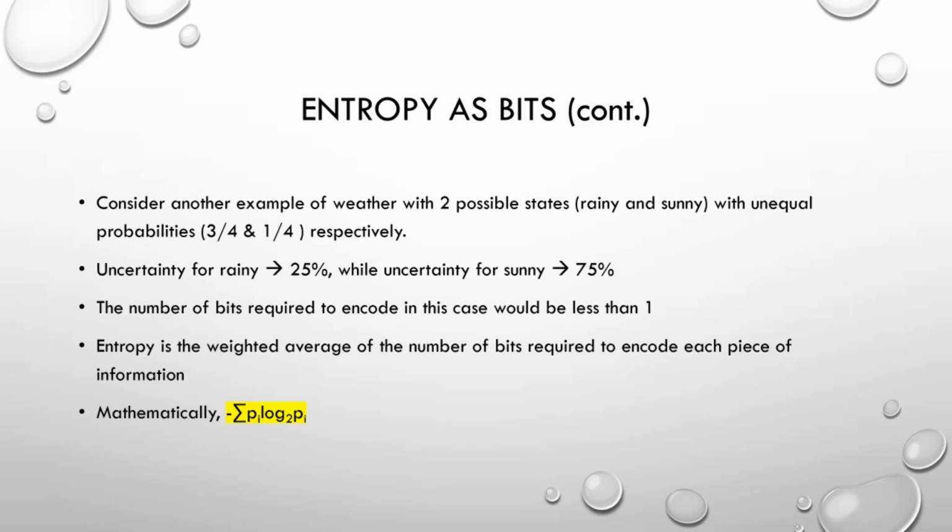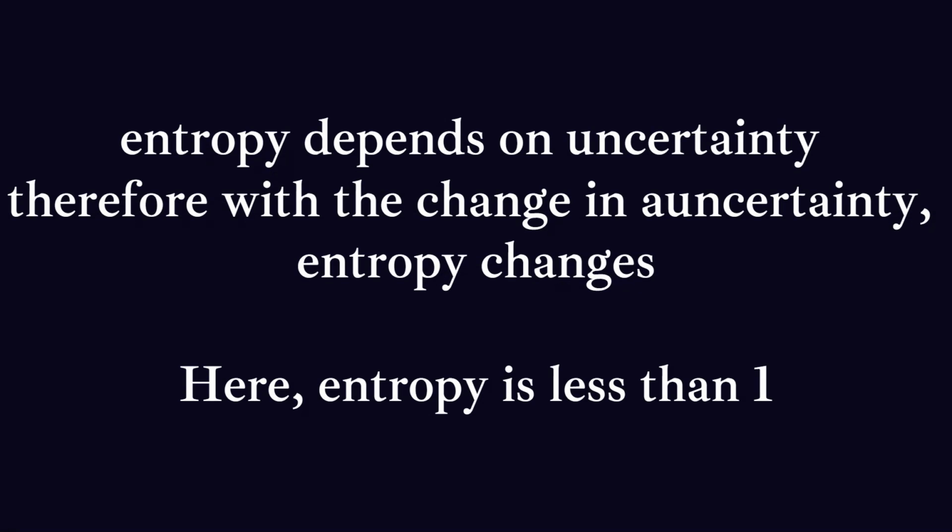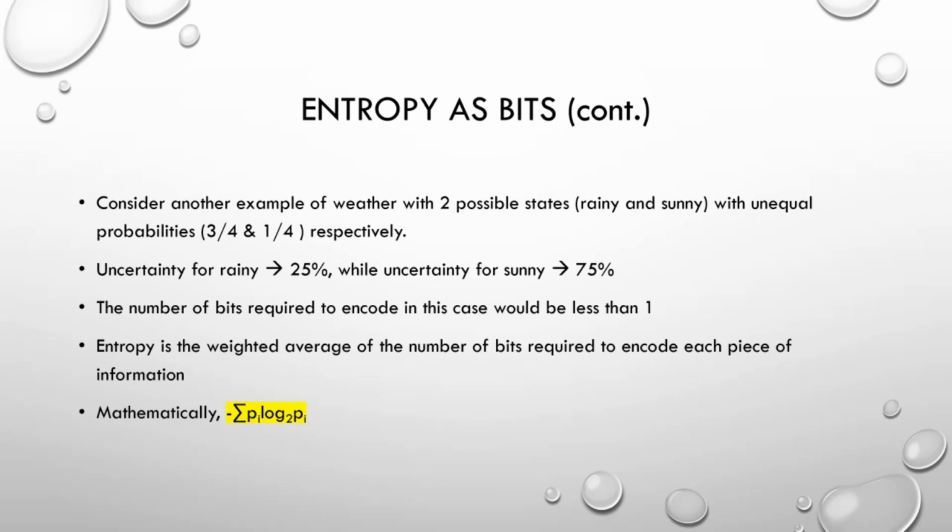So, would you consider that the number of bits required to encode these two pieces of information would be 1 in this case? No, if you are thinking the answer would be yes, then you are not right in this case. Here, the number of bits required would be less than 1 because the two events are not equally probable, and the entropy ideally measures the weighted average of the number of bits required to encode the information. Mathematically, we can see the formulation on the screen below.